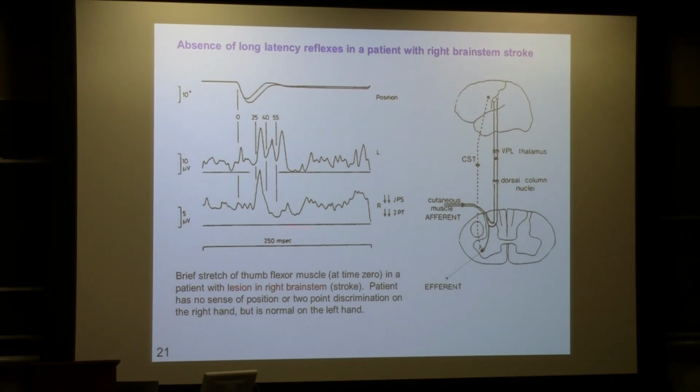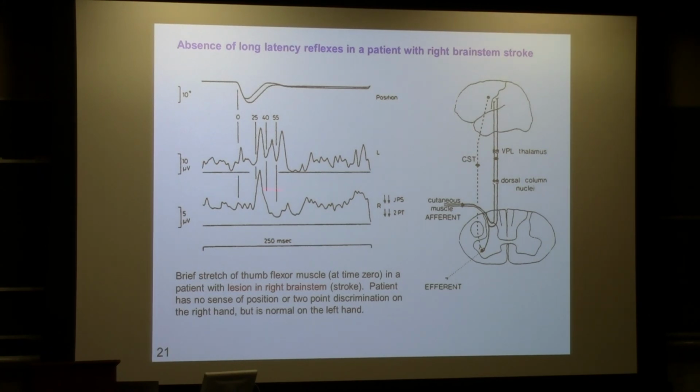Okay, so this is the right thumb, this is the left thumb. And what's happening in this experiment is that the thumb is stretched like this, and as the stretch takes place, here's time here, so from here to here is about 50 to 100 milliseconds. 100 milliseconds is about out here.